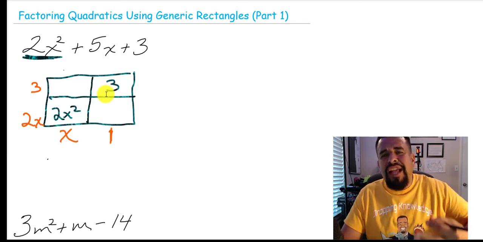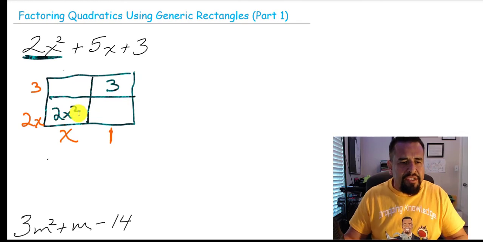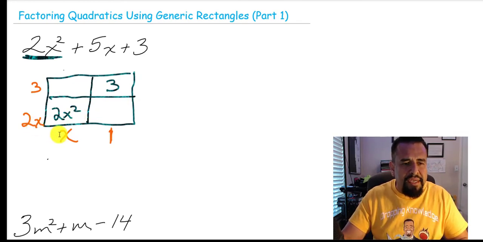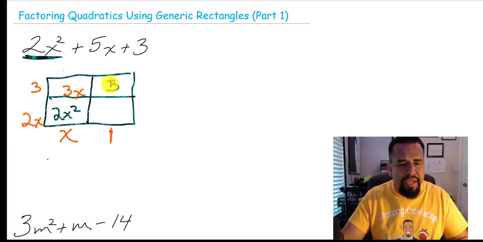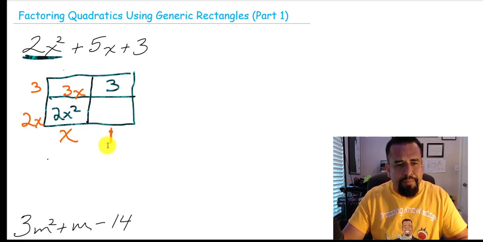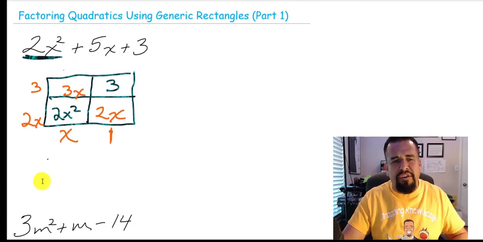All right. It looks like I have the values, right? Now let's try to see if I can fill that in. So that would be 2x times x is 2x squared. Therefore, 3 times x should give me 3x. We'll write that here, 3x. And then 3 times 1 already gave me 3. So the bottom right here, which is the same length as this one, 2x times 1 is simply 2x.